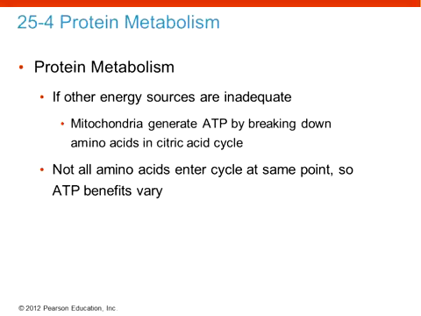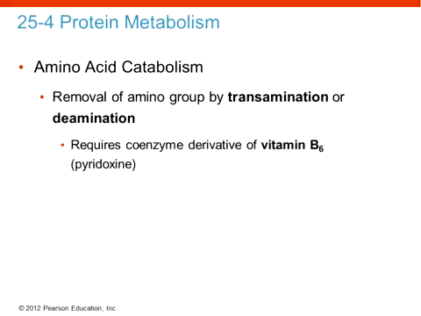So the last type of metabolism we'll talk about is protein metabolism. The most energy you get is from lipids. Second highest are carbohydrates. If no other energy source is available, then the mitochondria can generate energy by breaking down amino acids in the citric acid cycle, or from protein catabolism. Not all of the amino acids, there are 20 different amino acids, can enter the citric acid cycle at the same point. So how much ATP you get is going to change. It varies.